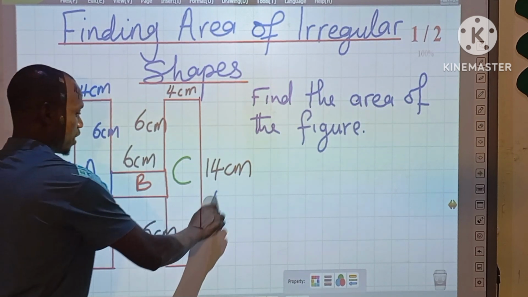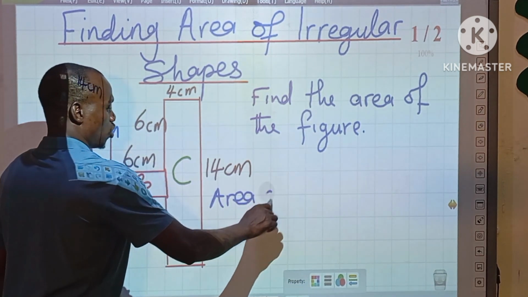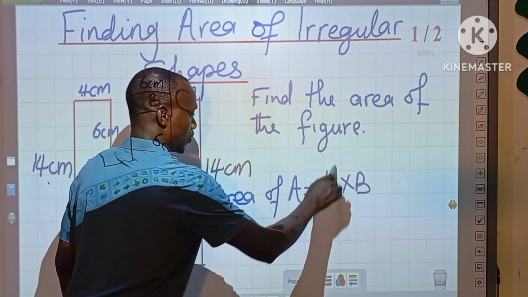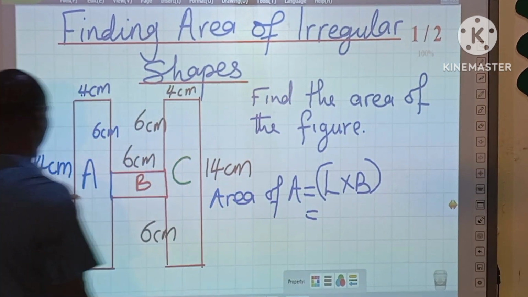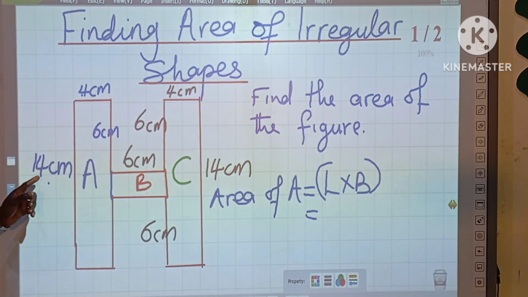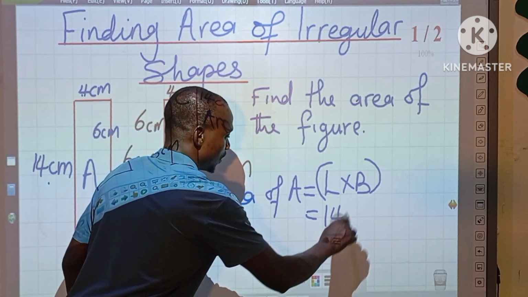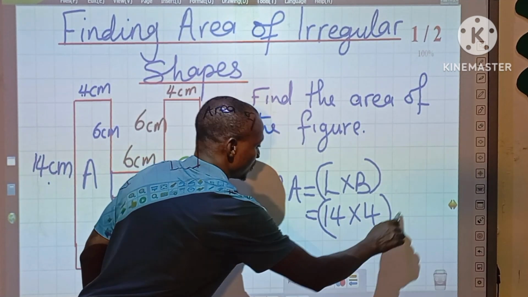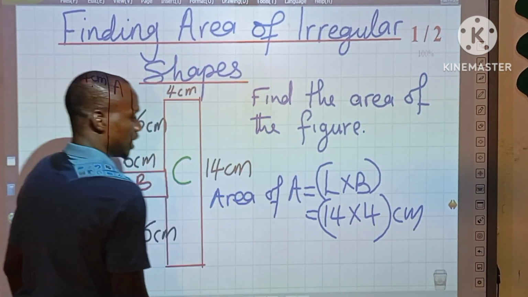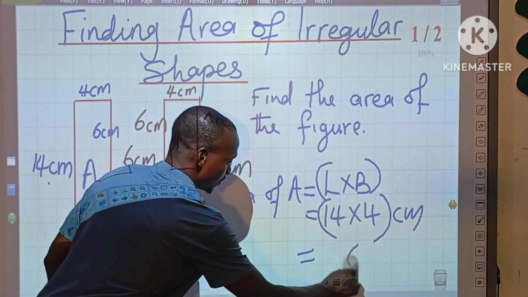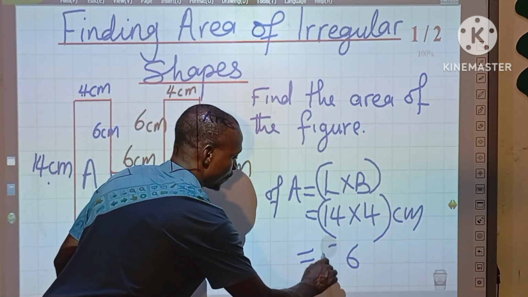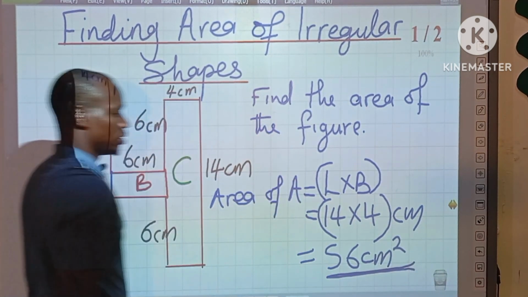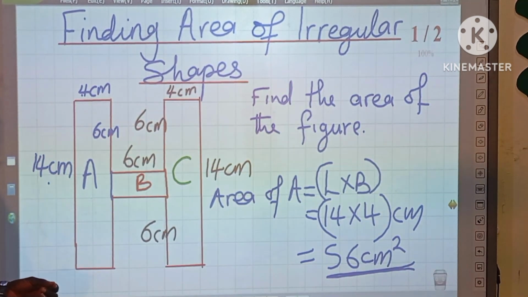So for area of A is equal to length times breadth, which is the same thing as the length from this shape is 14. So it becomes 14 times the breadth, which is 4, times 4. Both of them are in centimeters, so write as centimeters. Now this gives us 4 times 4, 6, 0. Carry 1, 4 times 1, 4 plus 1, I carry 5. That's 56 centimeters squared. That is the area of shape A.